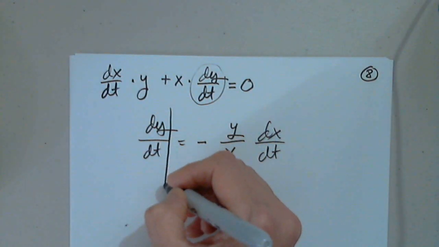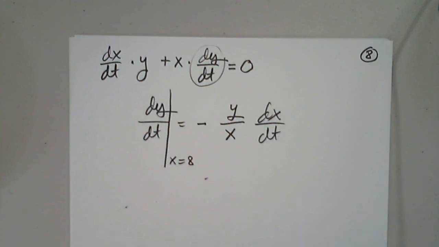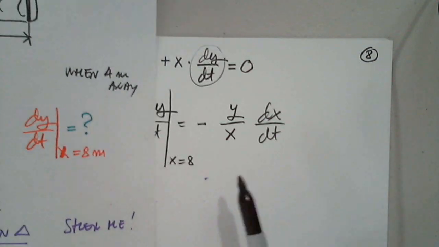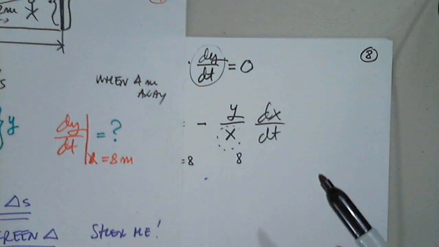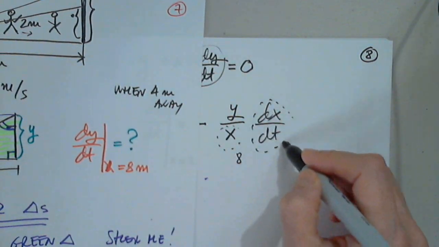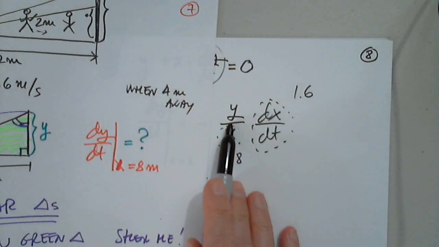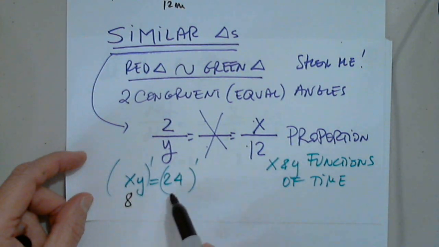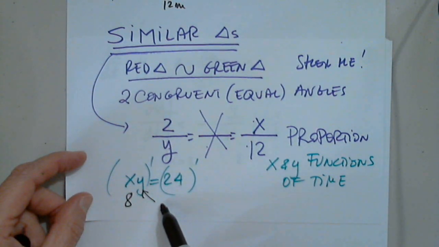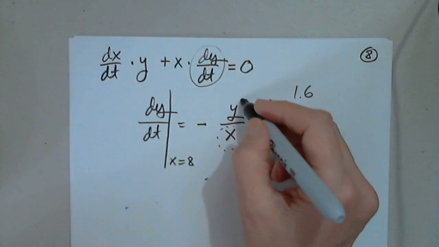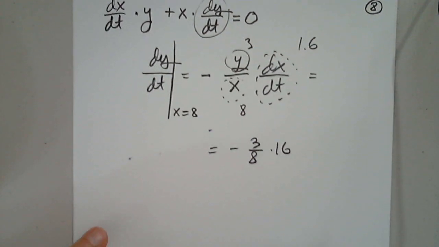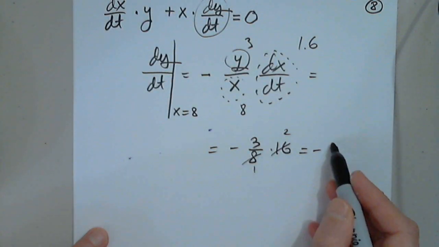And now I'm happy and I can say when x is 8. Not before. So when x is 8, then I know this is 8. This is given to us as 1.6. But I have to determine y. That's a piece of cake. Because if I know that this is 8, when x is 8, and this is 24, how much is y? 3. That's it. So I have negative 3 over 8 times 16. I simplify, and I get negative 6.